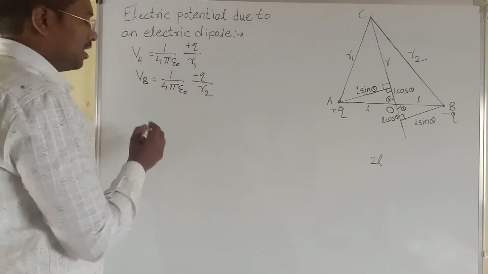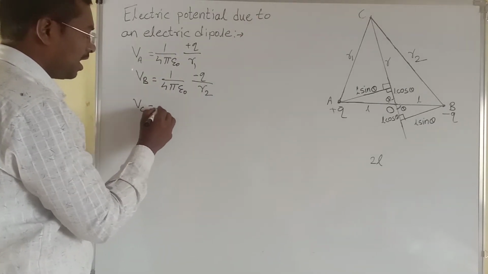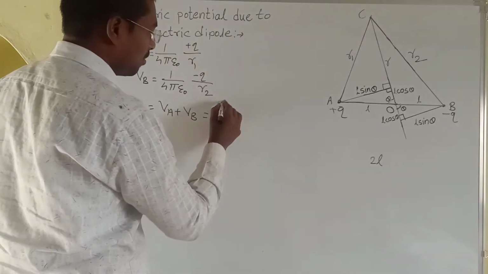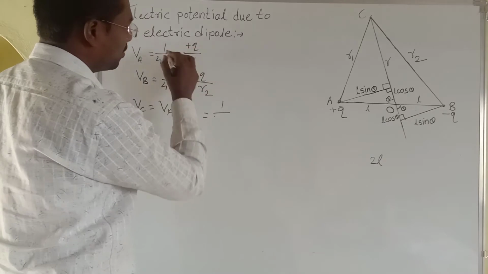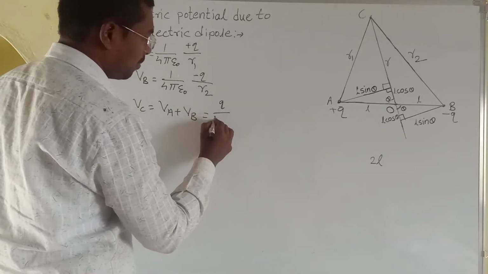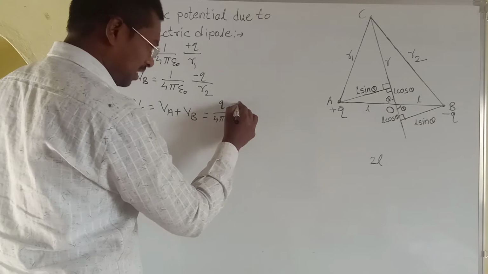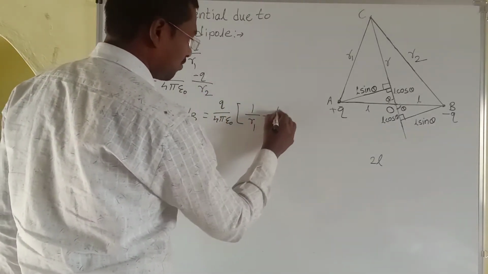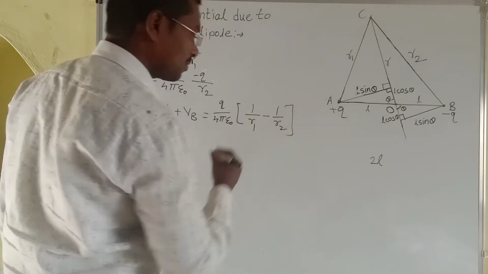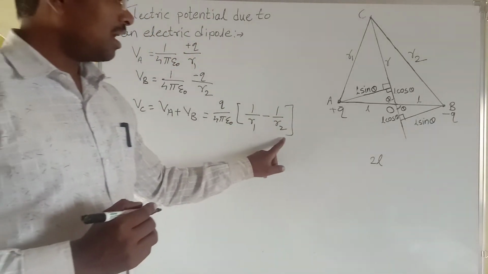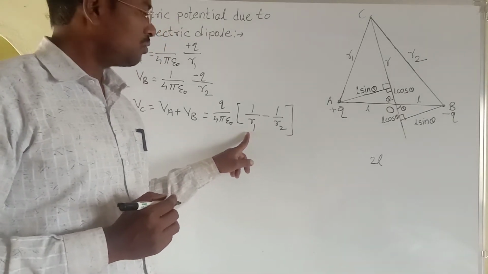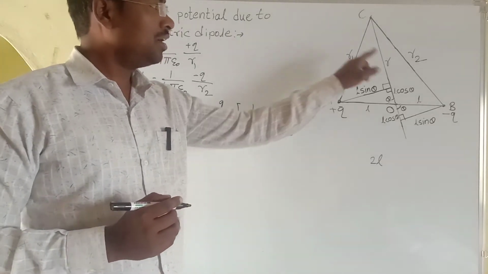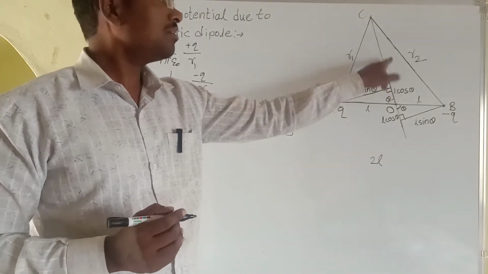So the total potential at point C can be written as VA plus VB, which is equal to, since the magnitude is the same, q upon 4 pi epsilon naught, and inside the bracket 1 upon R1 minus 1 upon R2. R1 and R2 are not known to us. Therefore, R1 and R2 can be converted into the term R, or distance R.